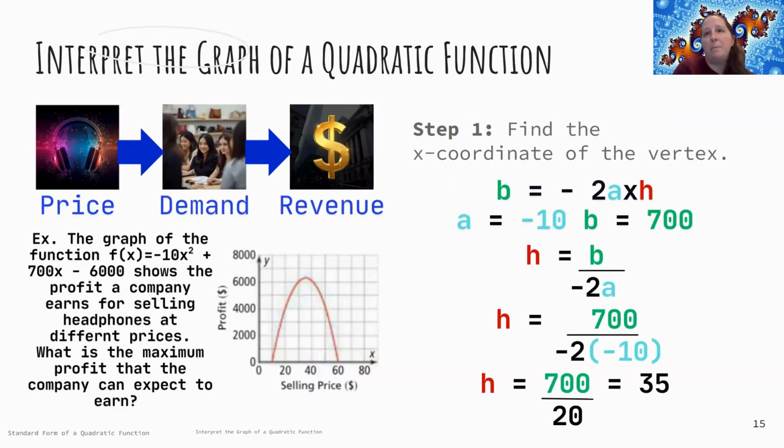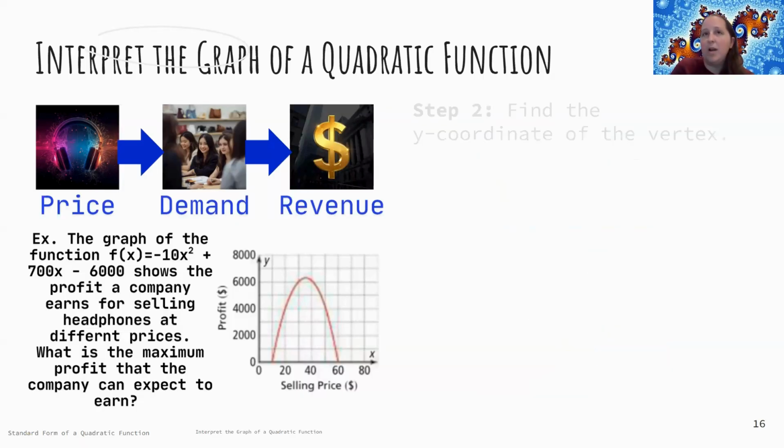Again, I know what my b value is, okay, and I know how I can find my h value. Okay, so in this case, my a is negative 10, my b is 700, so I substitute those values in. 700 for b and negative 10 for a. That gives me 700 divided by negative 2 times negative 10, which is positive 20. 700 divided by 20 gives me 35. So I know what my x coordinate is.